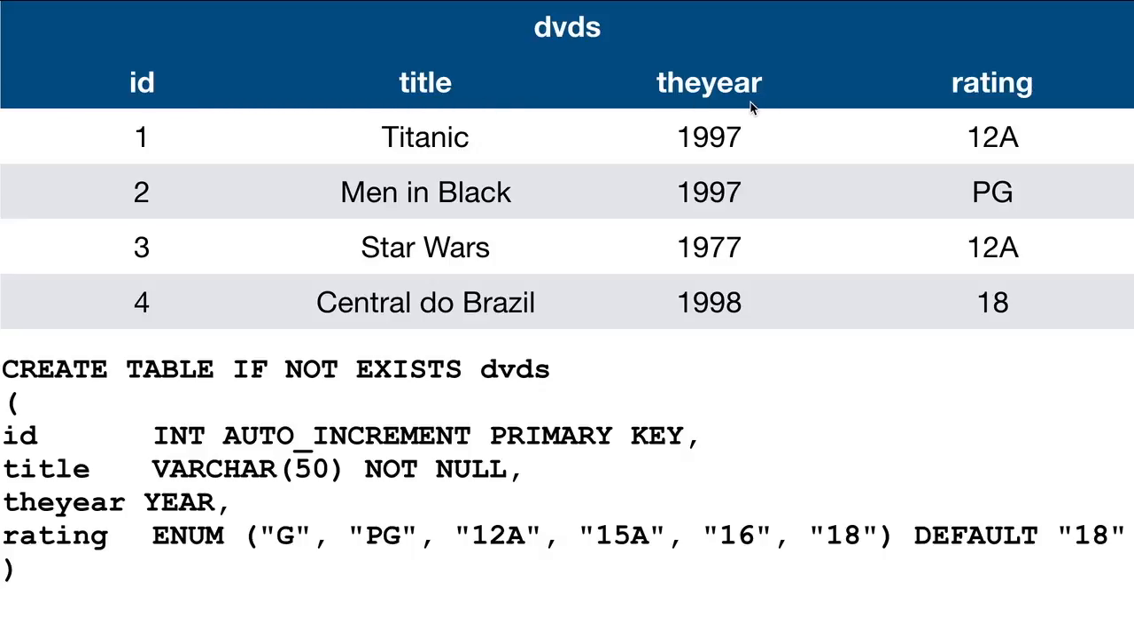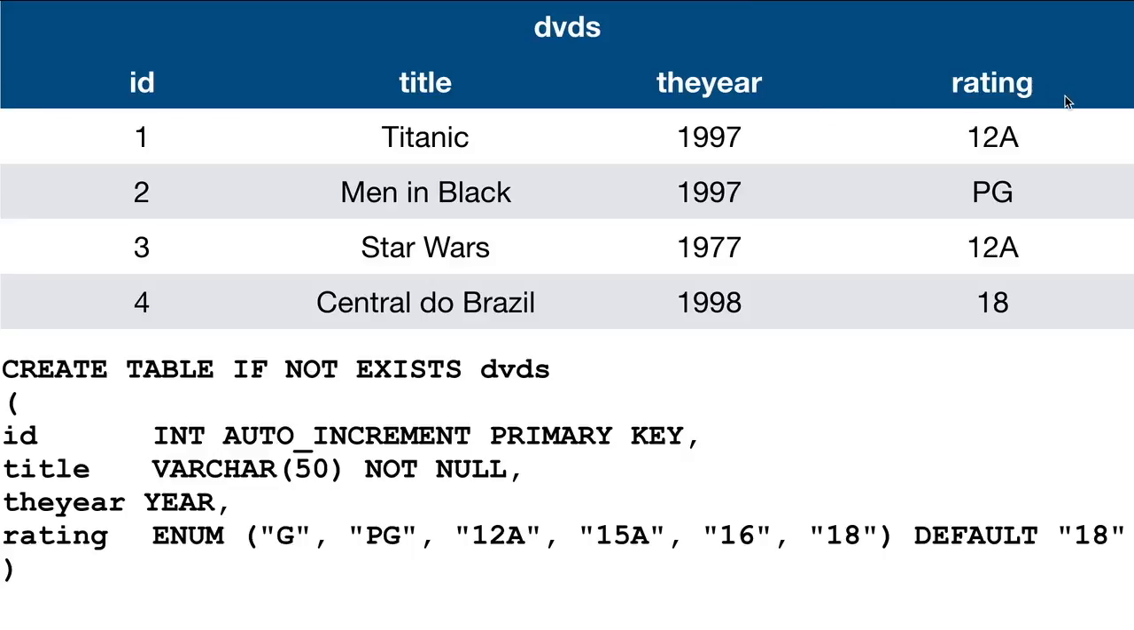Next up then, we have the year the movie was released. I would have liked to have called this year. But of course, year is a type in SQL, and so there's an issue there with using the reserved word. So I've just said the year. Okay? And that's of type year. I've said nothing else about that. So this is not a required field. This can be null if we want.